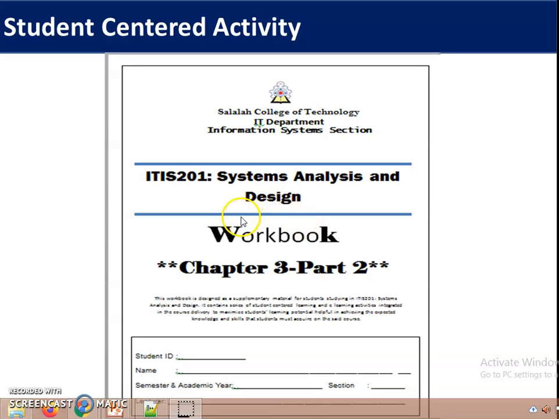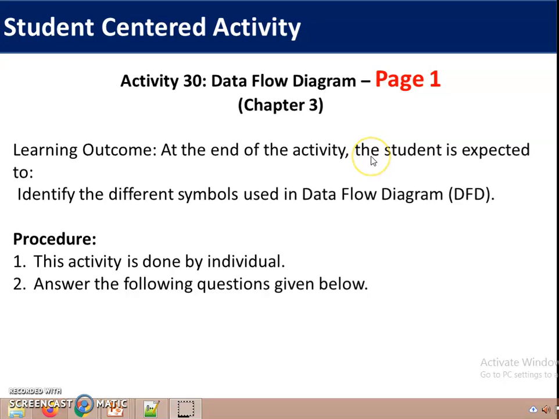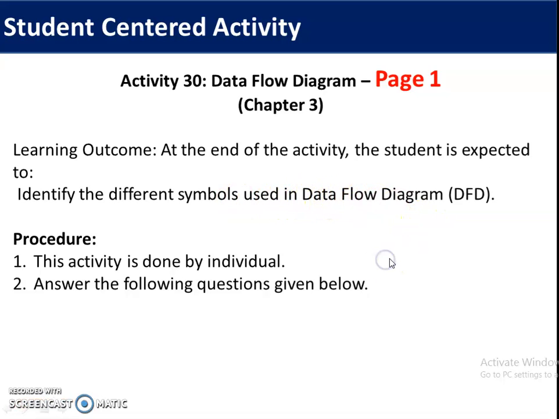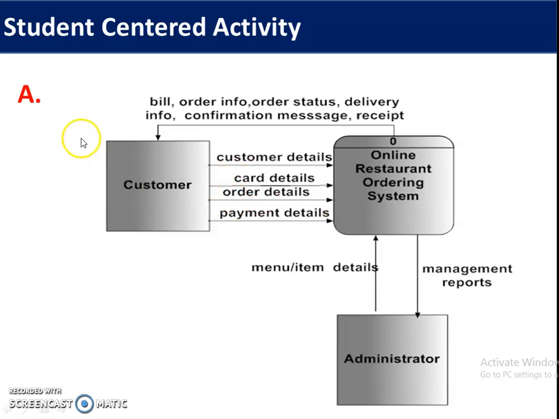Using the worksheets for chapter 3, part 2, we will try to review and refresh our minds on the concepts that we have just discussed. In this activity, the student is expected to identify the different symbols used in the data flow diagram. So we have here a given diagram, and we will try to identify and familiarize the symbols used.